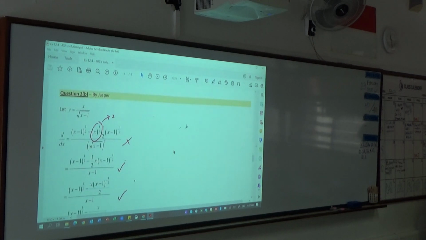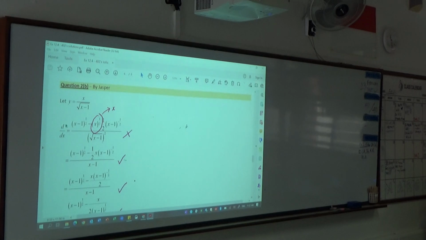Then after that, the second last one by Jasper. For this one, the application is keep the bottom, differentiate the top, which is x, that gives us 1. So therefore, you didn't write the 1 here. Then after that, keeping the top should actually be just x. Differentiate the bottom, we will get half x minus 1 to the power negative half times 1. So this was an error here.